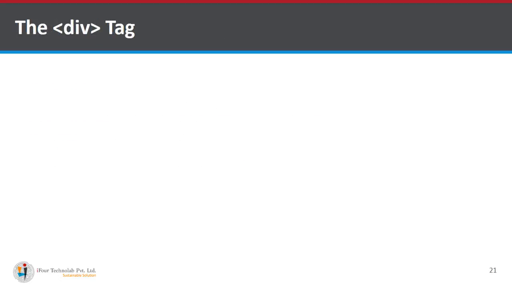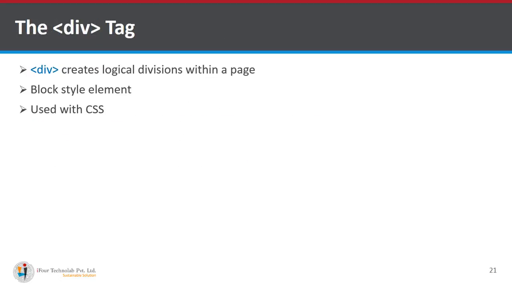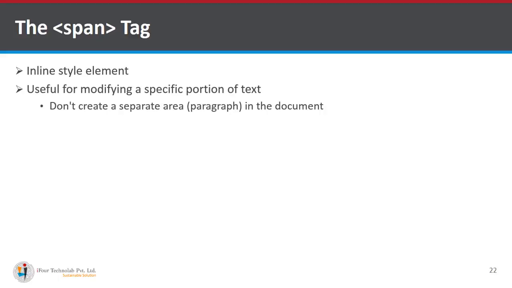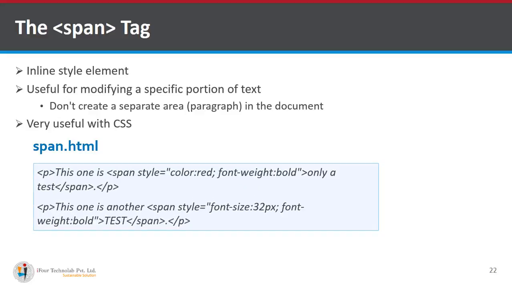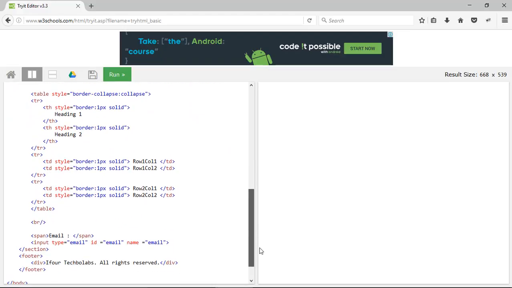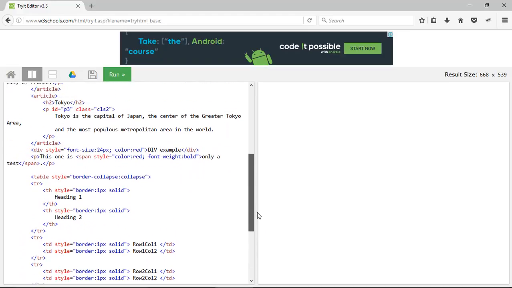For example, A. Let me show you an example of a block element using a div, and of an inline element using a span. I will give you this example. Here you can see I added a div with a div example, and this one is a paragraph tag. Inside the paragraph tag you can see I added a span tag, which is an inline element.